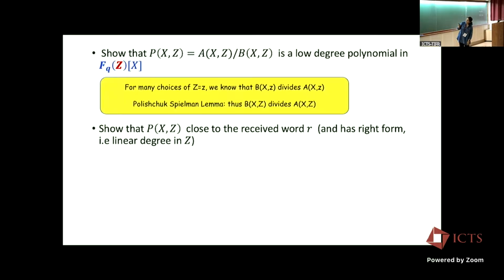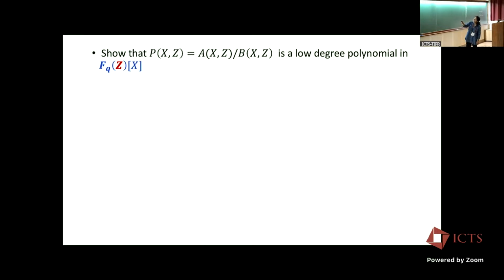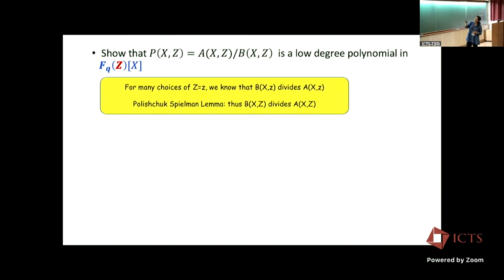And then once you find capital A and capital B, these polynomials also have this variable z sitting inside them, since it's over this big function field. So you have rational functions in z sitting inside A and B. But we will show that over this big function field, A over B is actually a polynomial in X. And to prove that it's a polynomial in X, you use the Polishchuk-Spielman lemma. You know that for many instantiations of capital Z to little z, B divides A. And using the Polishchuk-Spielman lemma, it implies that B divides A even over the formal variable Z.